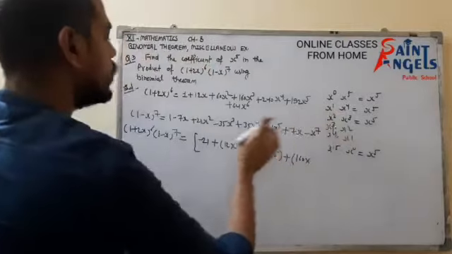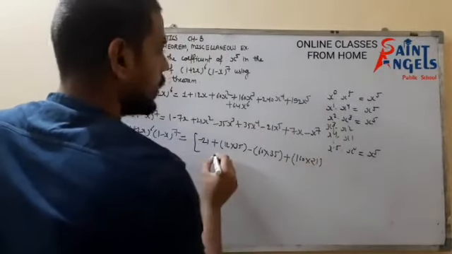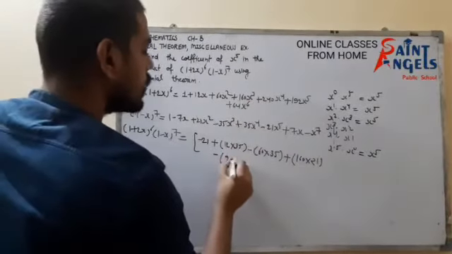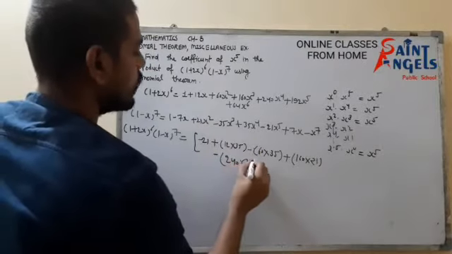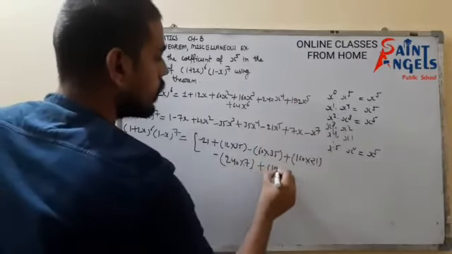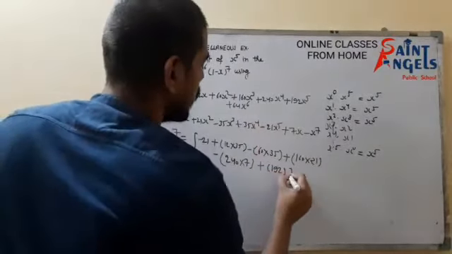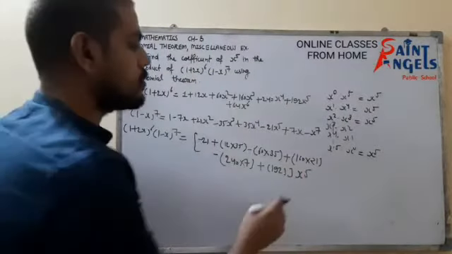And x to the power 2 in this, that is 21. Now x to the power 4 in this one, that is 240. And x to the power 1 in this, minus 7. And x to the power 5 in this one, 192. And x to the power 0 over here is 1 into x to the power 5. These all are the coefficient of x to the power 5.